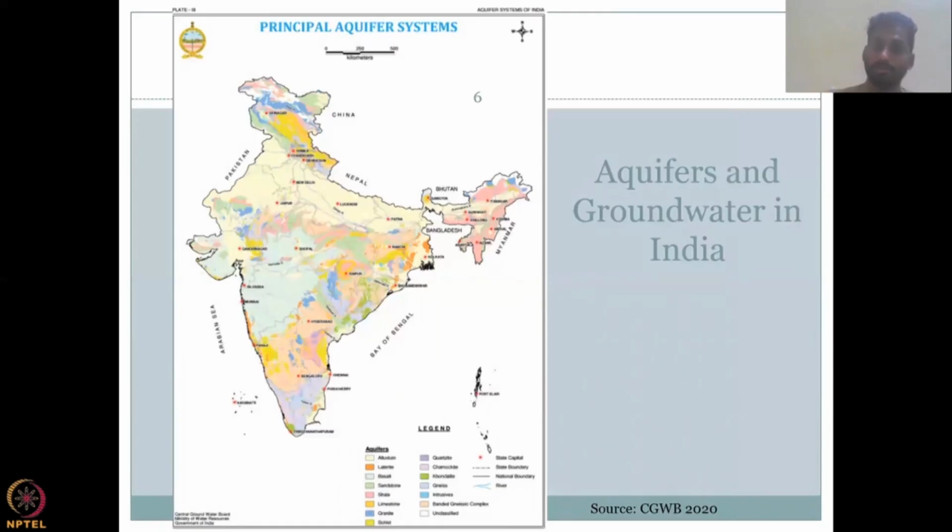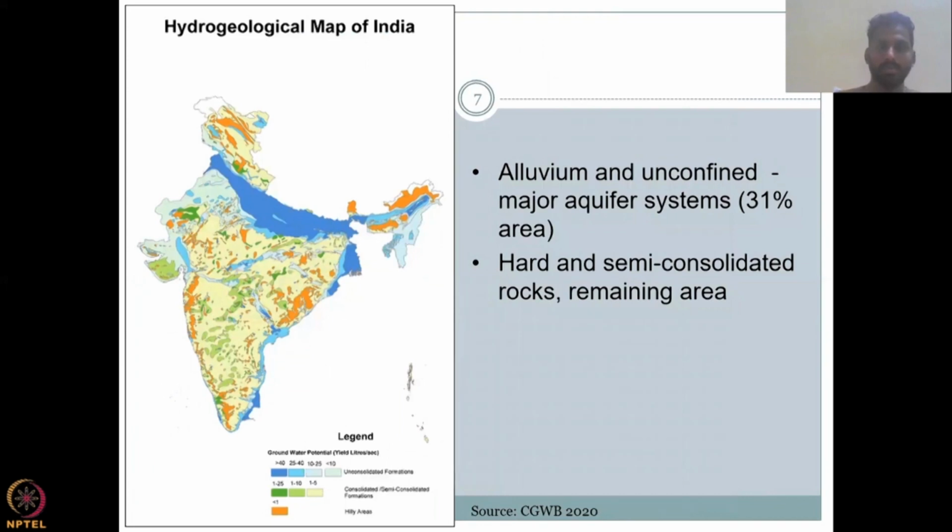The geology plays the vital role. In hydrology, we call it hydrogeology, which means a geology which is used to explain the hydrological component. Here it is the groundwater storage, and so we call the groundwater parameters in the geology as hydrogeological components.